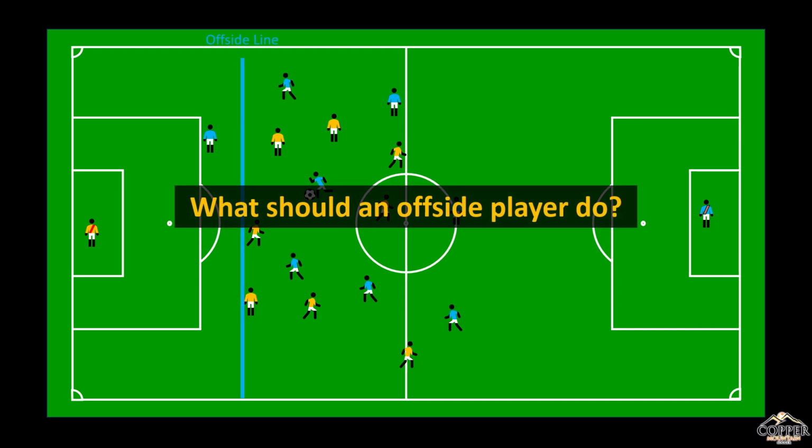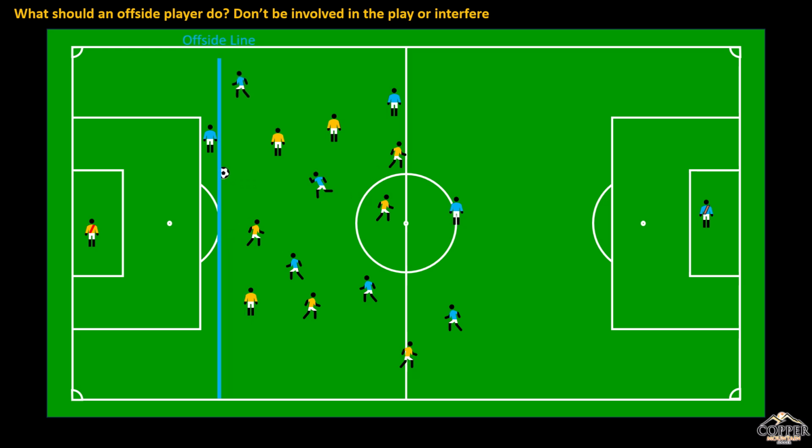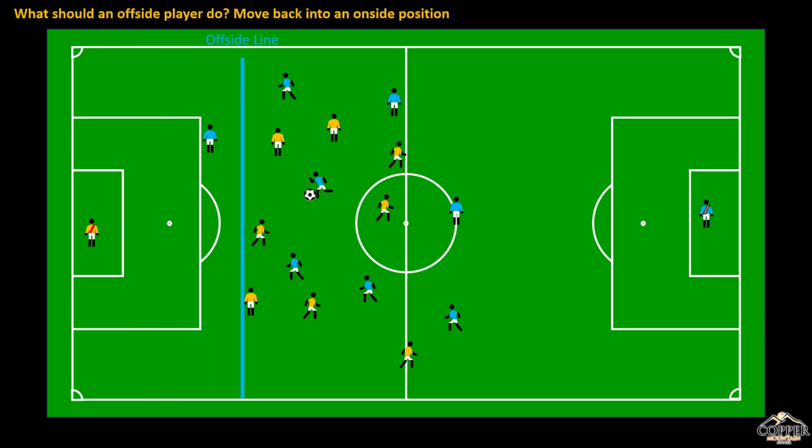What should a player who is in an offside position do? One option is to not interfere with play. This blue player is in an offside position as his teammates make an attacking play. Since he did not interfere, he did not commit an offside offense. Alternatively, a player in an offside position can move back into an onside position and stay there until another player plays the ball.